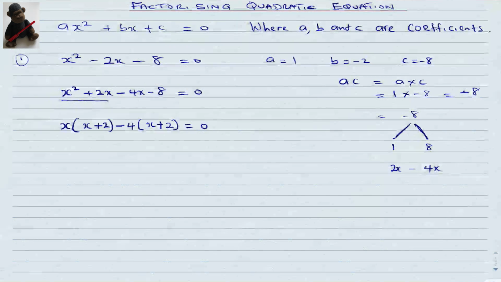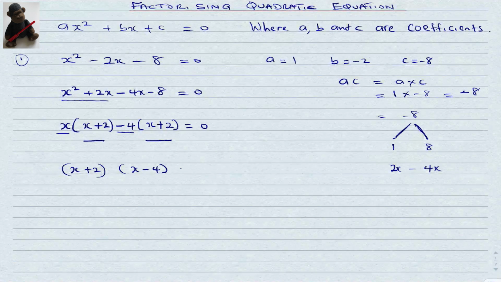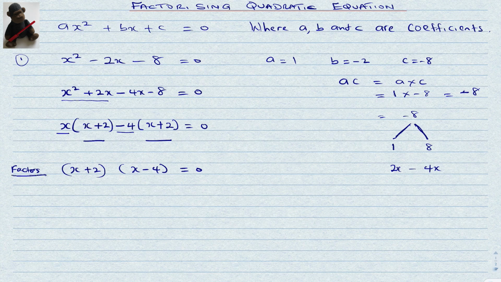Now the common factor here is x plus 2 and x plus 2. Notice how both x plus 2 and x plus 2 are the same. So that shows you're doing it right. And therefore, we write x plus 2 as a common factor. And what's left is x and minus 4. So we write x minus 4, and that equals 0. So those are our factors now.